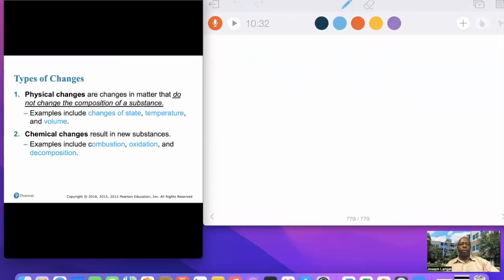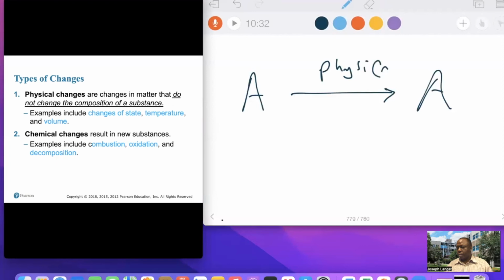Now, let's switch gears to types of changes. When the state of matter is changed from one state to another, we talk about physical change or chemical change. There are two types of changes you should learn, memorize, and commit to your memory. Physical changes do not change the composition of matter. A going to A, it does not change in a physical change.